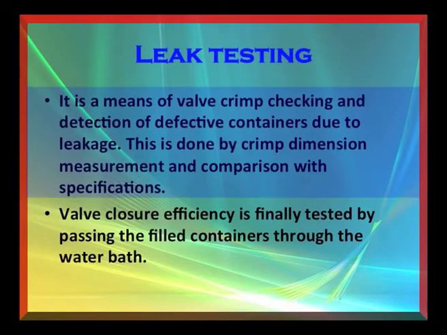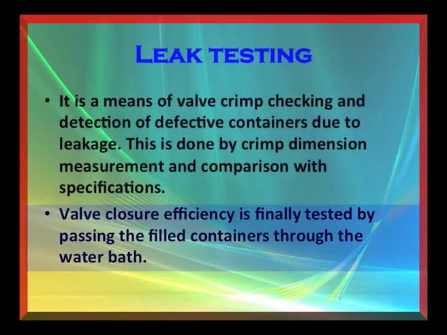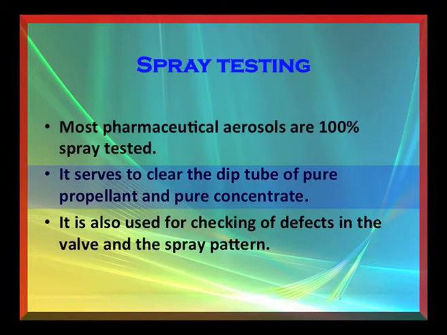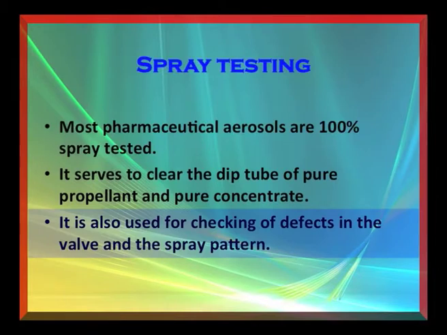Last one is leak testing. Leak testing is a means of valve crimp checking and detection of defective containers due to leakage. This is done by crimp dimension measurement and comparison with specifications. Valve closure efficiency is finally tested by passing the filled containers through the water bath. Another testing is spray testing. Most pharmaceutical aerosols are 100% spray tested. It serves to clear the dip tube of pure propellant and pure concentrate. It is also used for checking of the defects in the valve and the spray pattern.